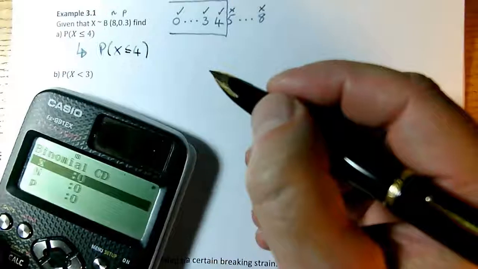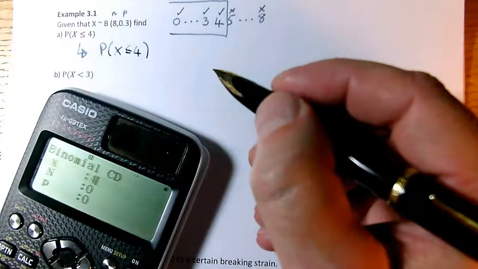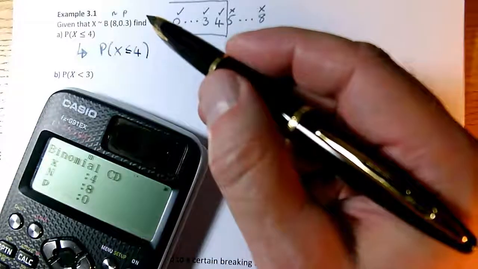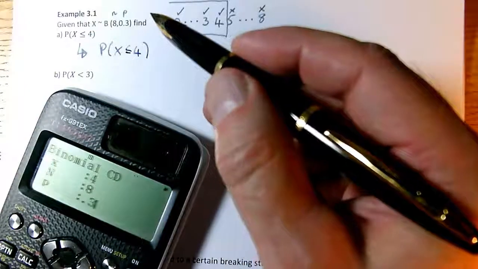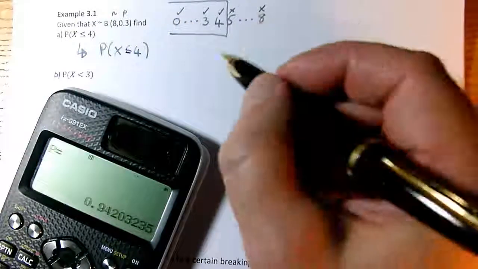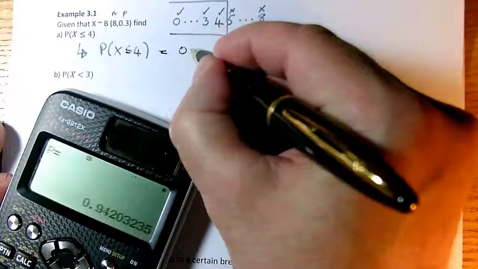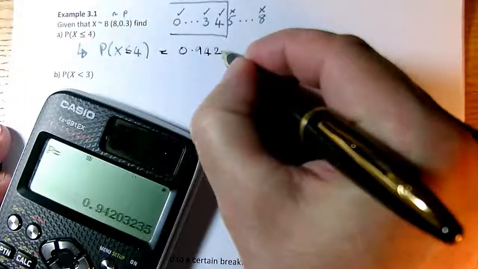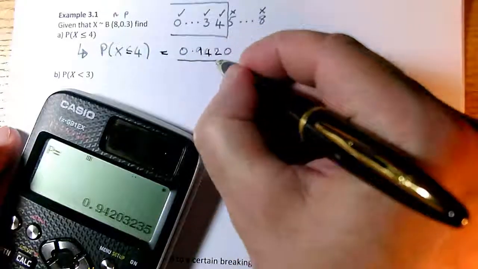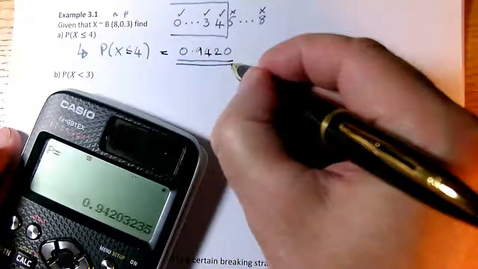So my x value is 4, and my n and p value, if I already decided, n is 8, and p is 0.3. And I press equals, and it tells me that my probability is 0.9420. There's no working I can show, so I've just got to be sure that I get that right. It's all or nothing in terms of the marks for this one.